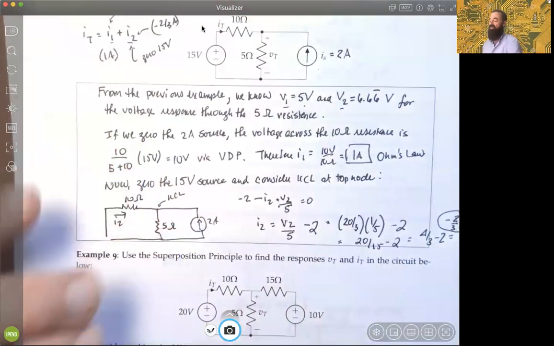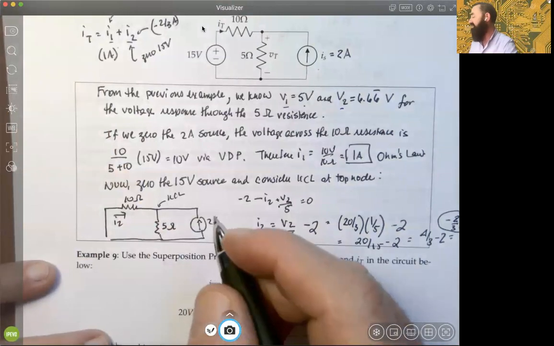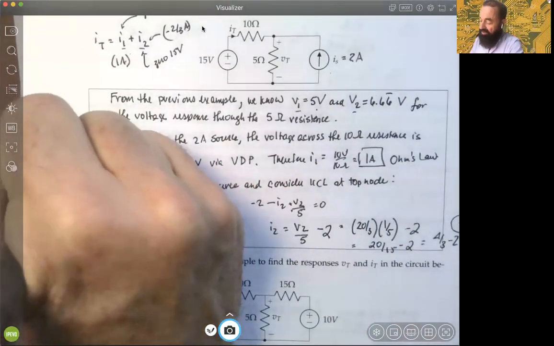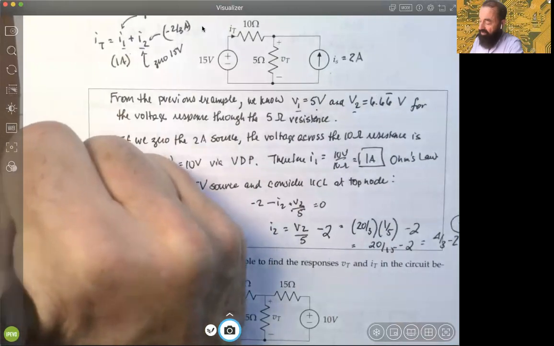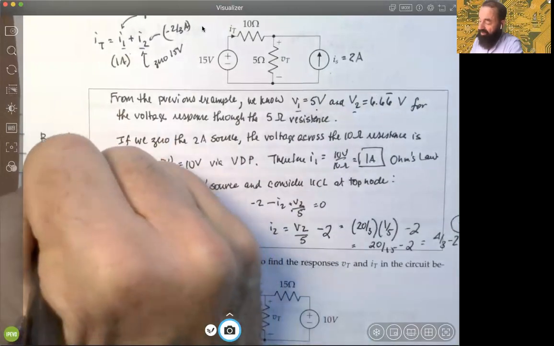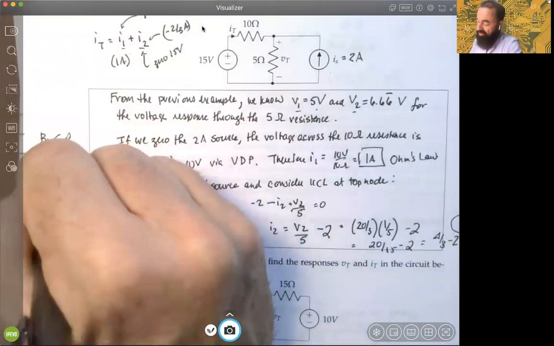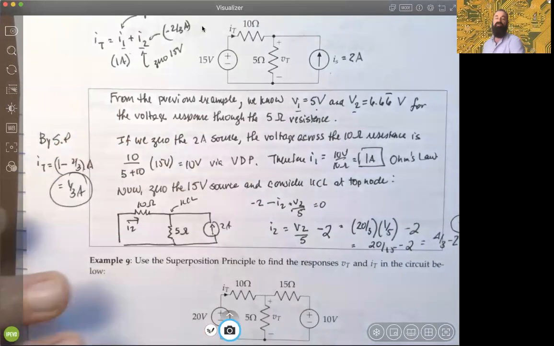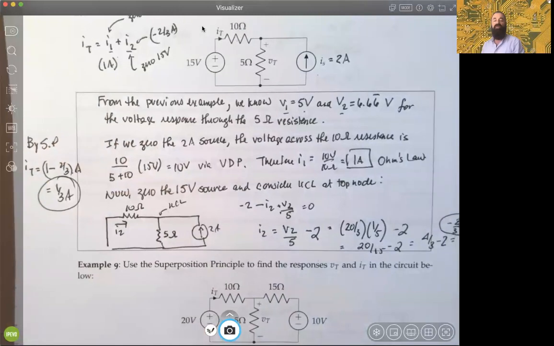That's the response of zeroing out the voltage source. Therefore, the total result here by superposition, I'll just write it over here on the side, the original current we're looking for is 1 minus 2/3 amps, which is simply 1/3 amp. And that's the answer. It's a 1/3 amp that flows through the 10 ohm resistance, okay? Right.